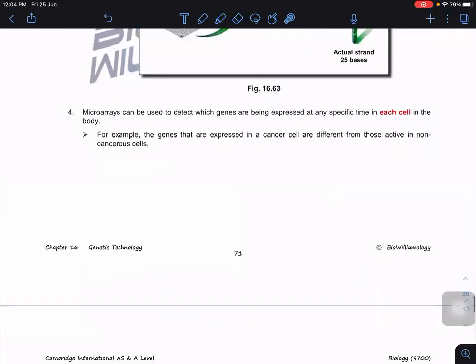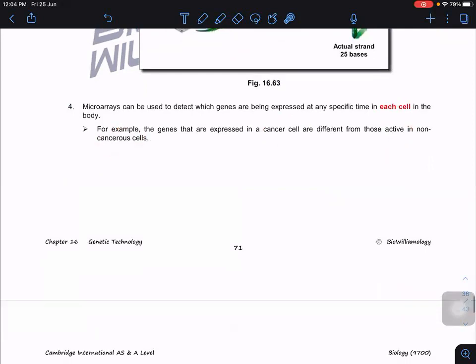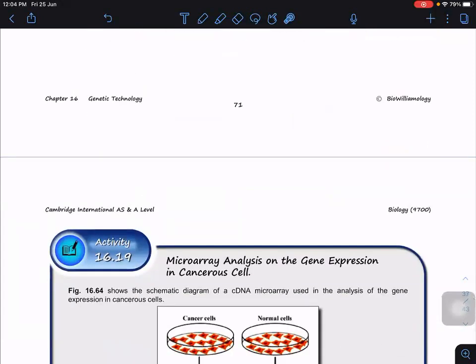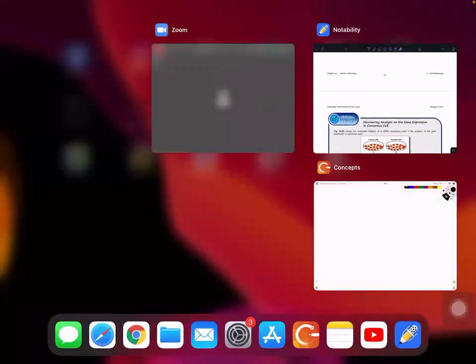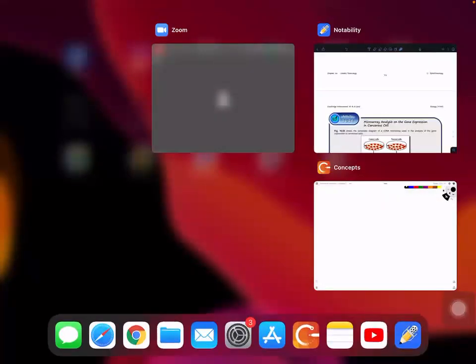So a microarray can be used to detect which genes are being expressed at any specific time in each cell in the body. For example, if I want to look at whether expression in cancer cells is different from that active in non-cancerous cells. Okay, so let us look at what this microarray actually is.